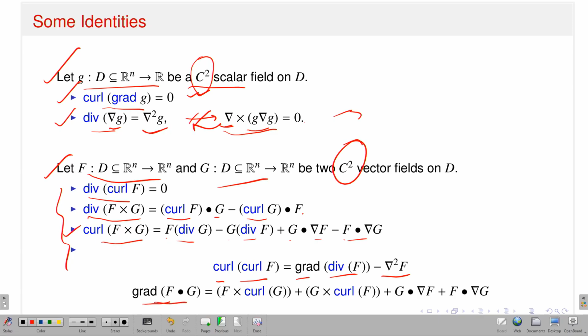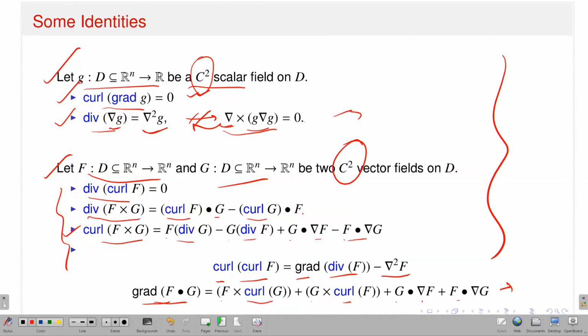gradient of F dot G, which is the vector product of F with curl of G, plus G cross curl of F, plus G dot gradient of F plus F dot gradient of G. Anyhow, these are the formulas. These formulas are very well known. So, if you know the concepts of gradient, divergence, curl, and the Laplace operator, then you will be able to prove all kinds of results.